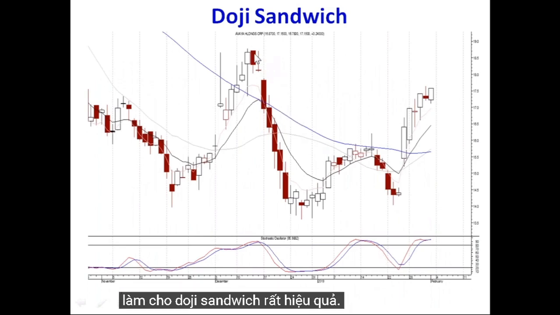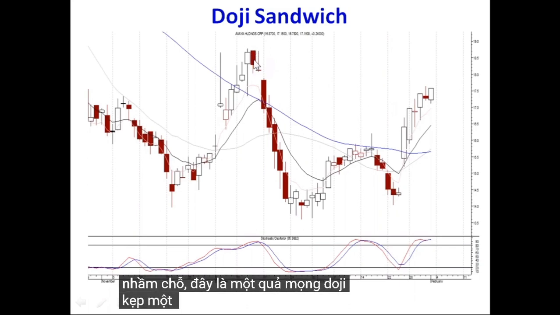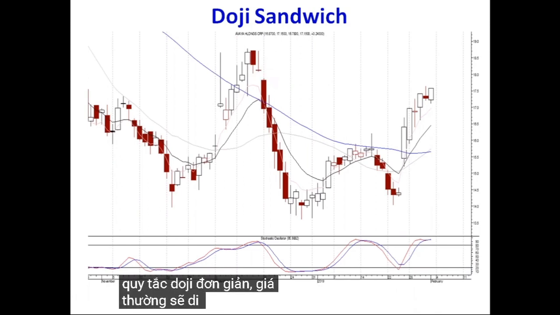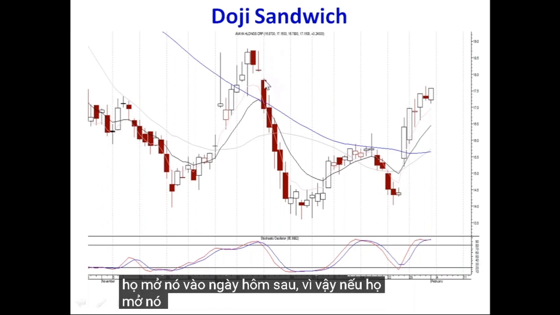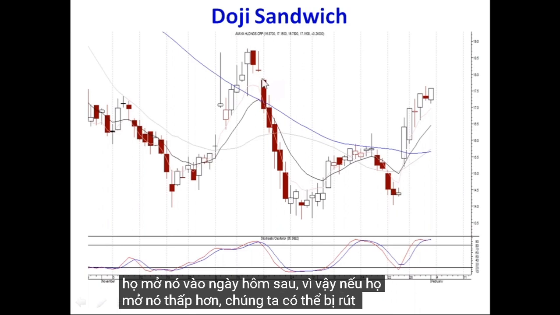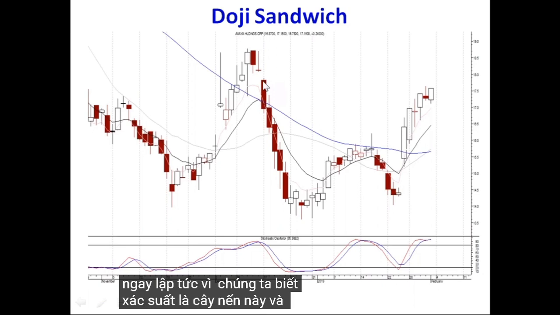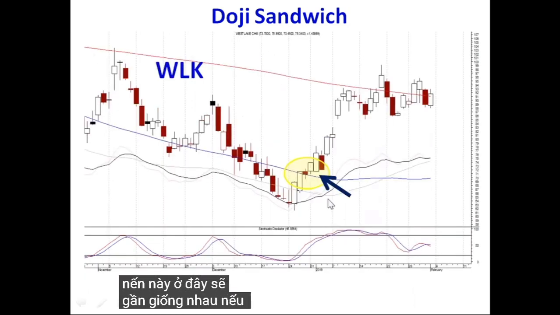A doji sandwich, I got this in the wrong place. Here's a bearish doji sandwich: a big bearish candle, a doji, and the simple doji rule, the price will usually move in the direction of where they open it the next day. So if they open it lower, we can be shorting immediately because we know the probabilities are that this candle and this candle right here are going to be approximately the same.